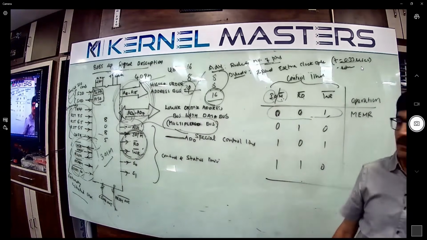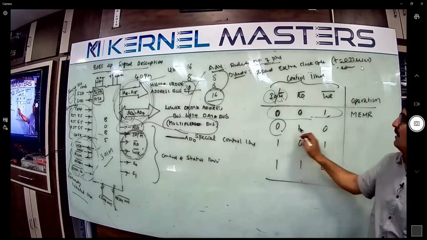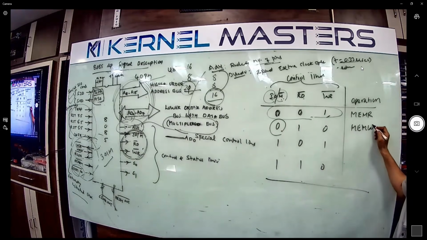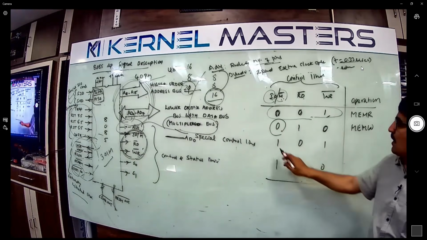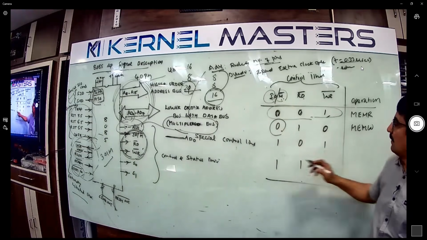Memory 0, 1, write 0. Operation. What do you indicate? Memory write operation. Memory write operation, because you are write operation. What about 1? IO 1.